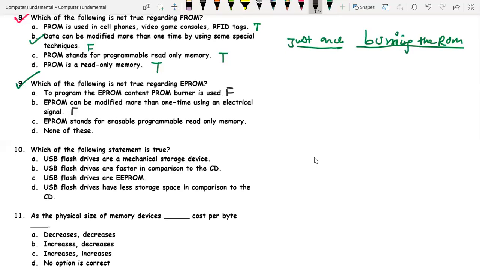No. Using UV light or UV rays. That is by electrical signal is EPROM. Oh, okay, I got a mix-up. Yeah, so this statement is also false.